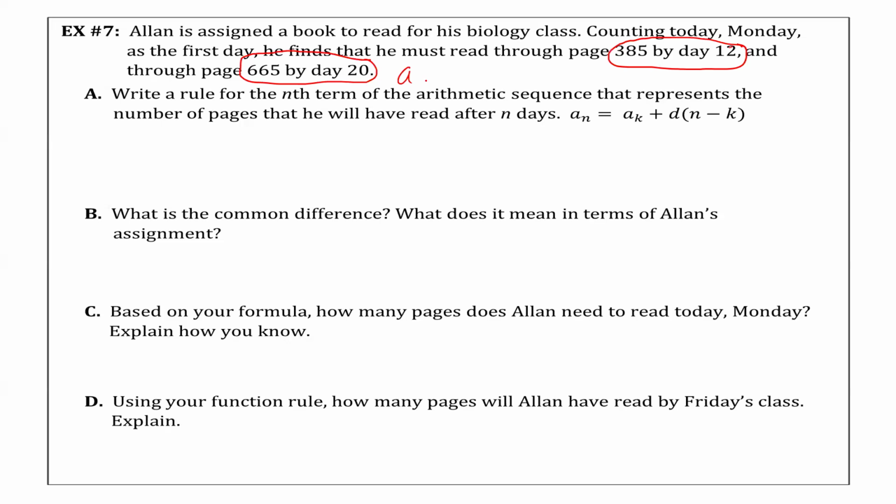This is the tricky part. Would it be 12? Because your first day would be where you start, right? So this is actually going to be A sub 11. Okay, so A sub 11 would be our 385. And instead of day 20, it's actually day 19, because we're not counting that beginning part.